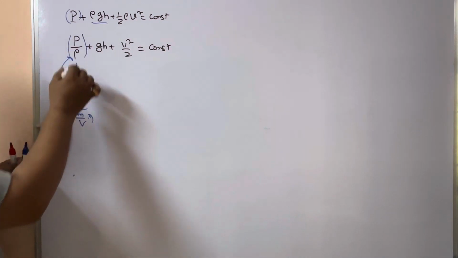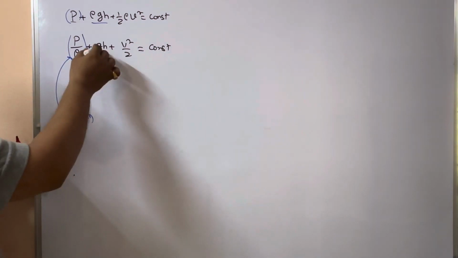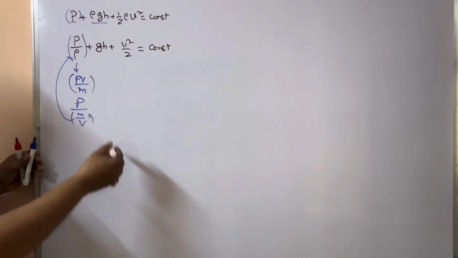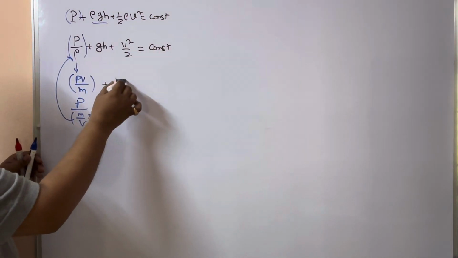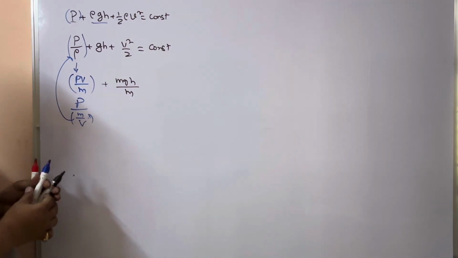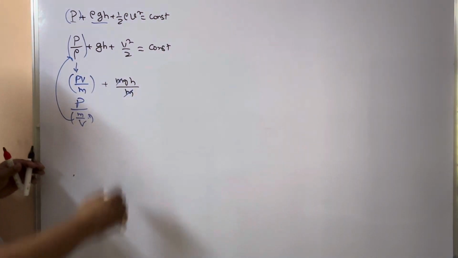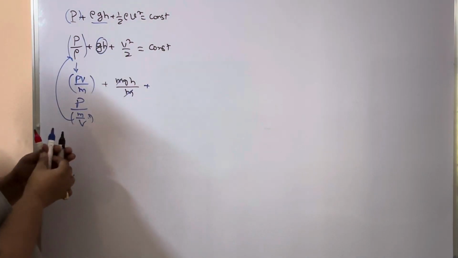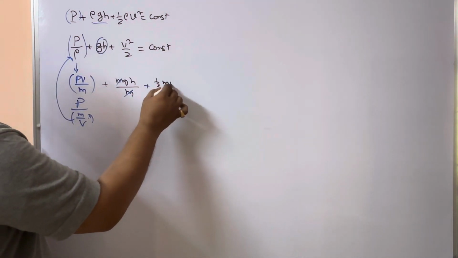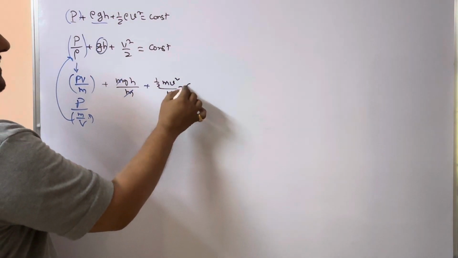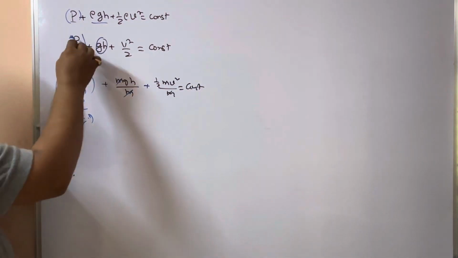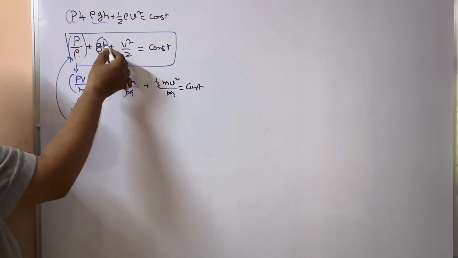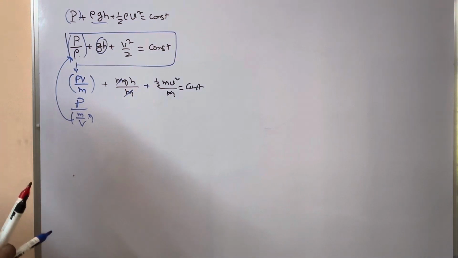Now what is the P by rho term? Pressure energy per unit mass. Now what is g h? Potential energy per unit mass. What is potential energy? mgh divided by m, so m will be cancelled. So g h is potential energy per unit mass. Next, what is v square by 2? Kinetic energy per unit mass, since m will be cancelled. So this equation says: pressure energy per unit mass, potential energy per unit mass, kinetic energy per unit mass.